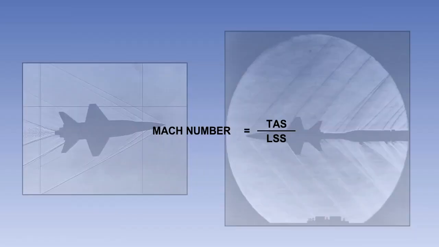Mach number is not an actual speed as such. It is, as we have already said, the ratio of the true speed of the aeroplane to the local speed of sound. Mach number is best illustrated using an example.